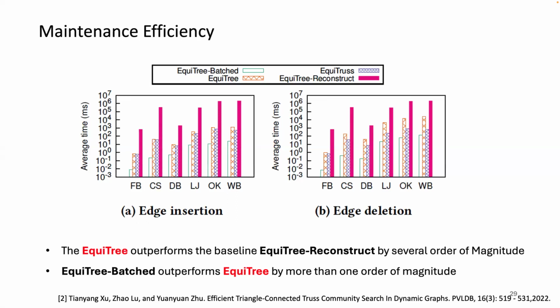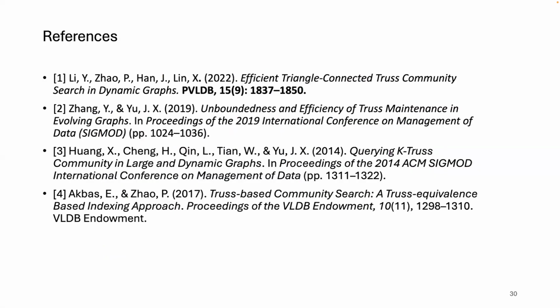So that's our conclusion of the presentation. For references, if you want to read more on Equitree, you can check these papers out: the efficient triangle connected trust community.